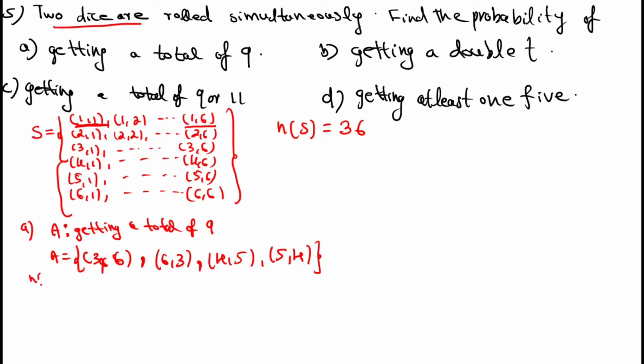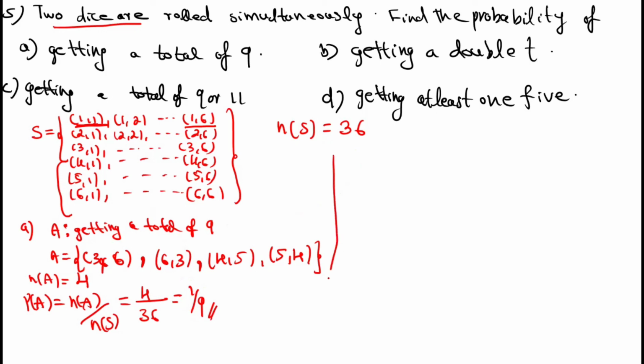So what is n(A)? n(A) is equal to 1, 2, 3, 4 is there. Okay, n(A) value is equal to 4. Okay, so write the formula. Probability of A is equal to n(A) divided by n(S). It's equal to 4 divided by n(S), the sample space, that's equal to 36. 4 by 36, its value is equal to 1 divided by 9. So this is the answer for the first question.